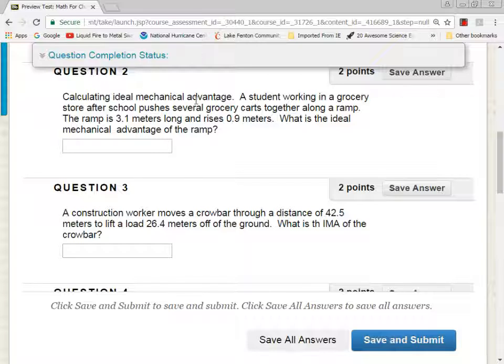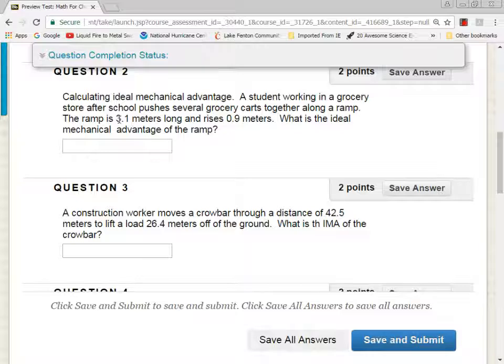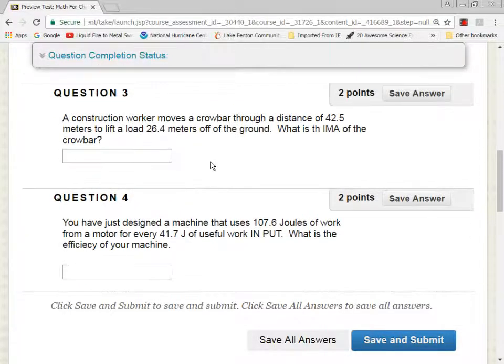This is the one that we had to redo. Calculating the ideal mechanical advantage of a student working in a grocery store. The ramp is 3.1 meters long and rises up 0.9 meters. On here, your IMA is input distance divided by output distance. So all you do is first number divided by second number. A construction worker moves a crowbar through a distance of 42.5 meters, which is huge, to lift a load 26.4 meters. Once again, input distance, output distance. First number divided by second number.